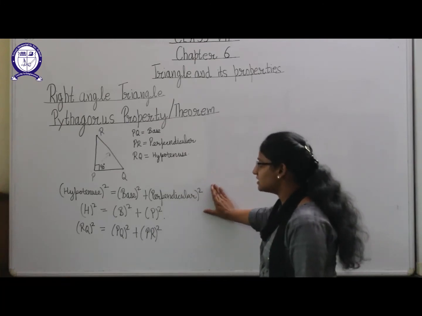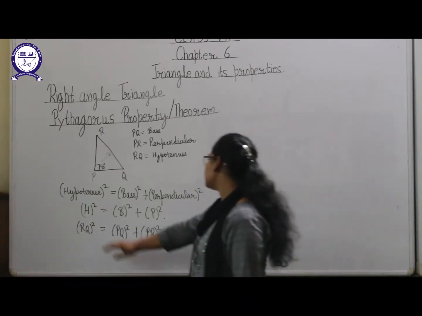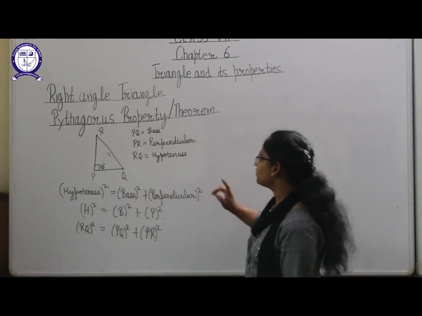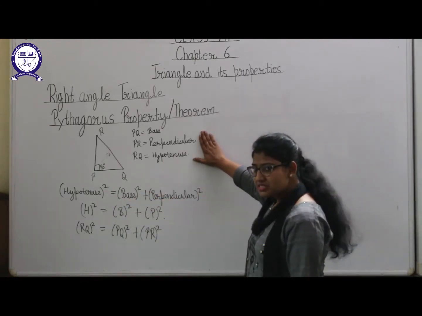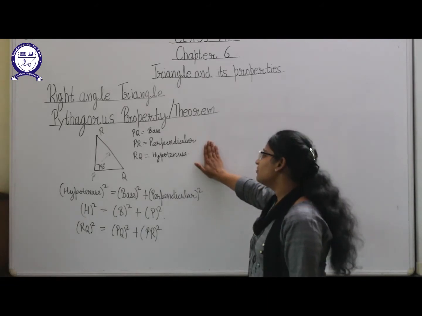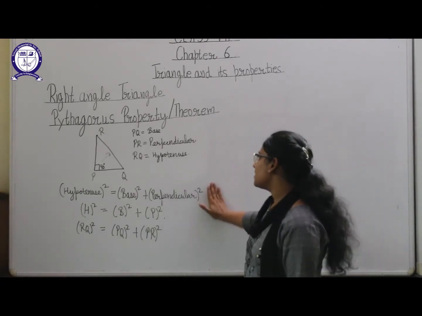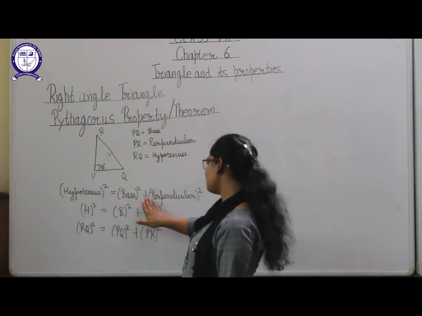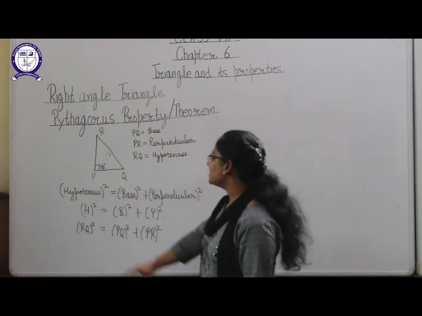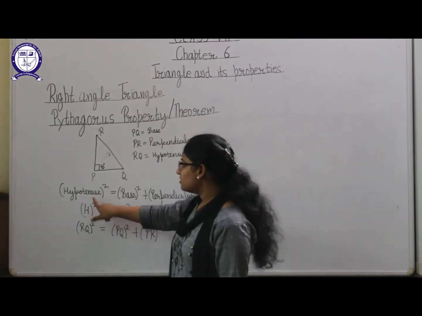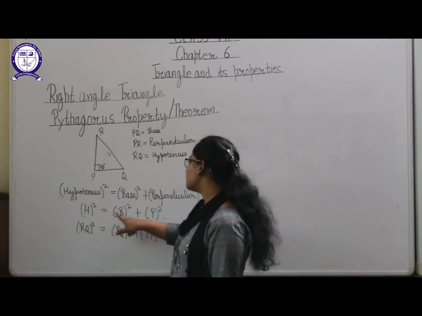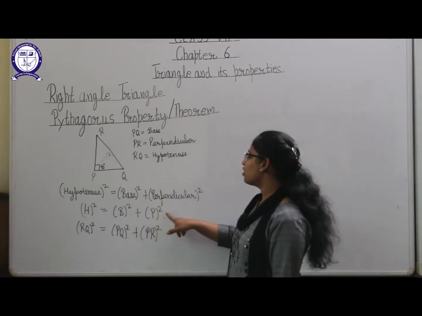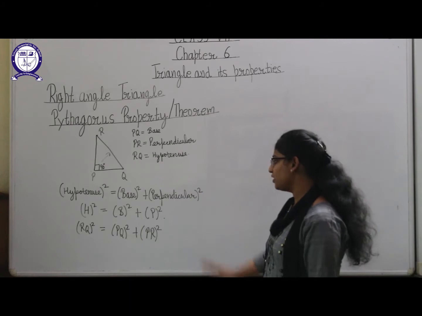Now what is the Pythagoras property? Hypotenuse square is equal to base square plus perpendicular square. Here these are the three measures of a right angle triangle, and we can find these measures by using this formula. Or we can easily write h square, because h is used for hypotenuse, equals b square, b is for base, plus p square, and here p is for perpendicular.